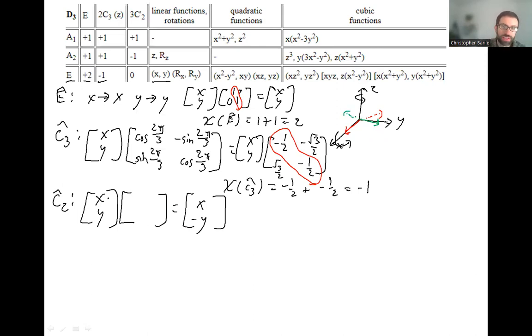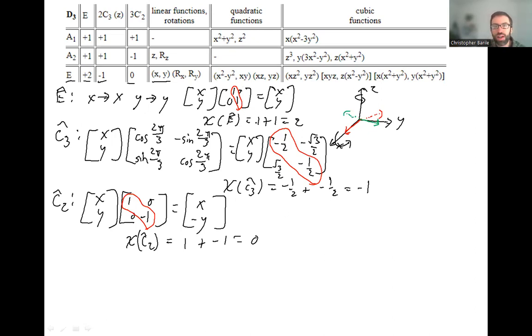And so the matrix that describes x, y going to x and -y is 1, 0, 0, -1, using our matrix multiplication rules. We take the trace, or the character, of that matrix, and we get that chi of the C2 operation is equal to 1 plus -1, which is equal to 0, which is exactly what we get for the E vector. So we proved now that X and Y have symmetry of E in totality.